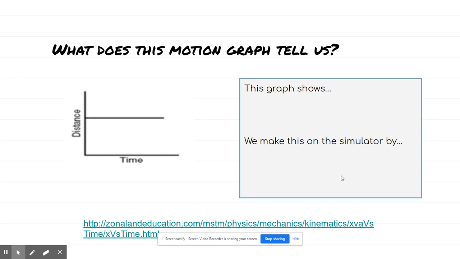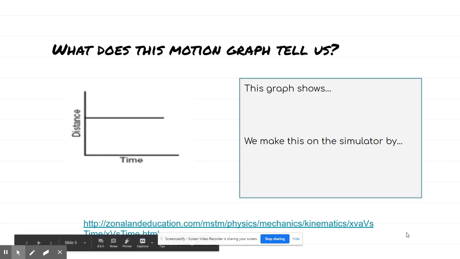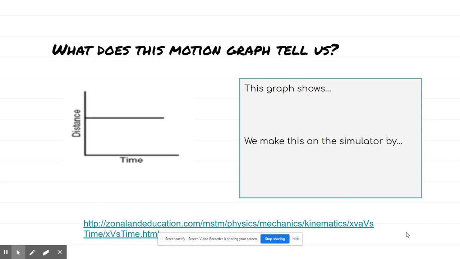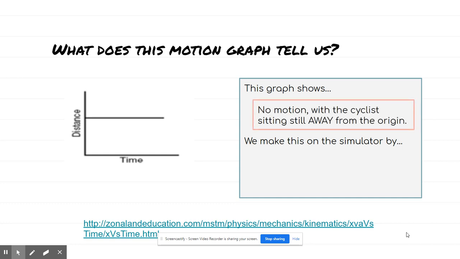All right, so let's get started here. This is graph number one, just a flat line. So we're going to write our answers in the gray box to the side. It says this graph shows what? So think about the notes that you already took this week. What does a flat line show on a motion graph? Well, it shows that the distance doesn't change. And if the distance doesn't change, that means you're staying in one place, right? But time carries on, so the line continues on across the time. Okay, so it shows no motion.